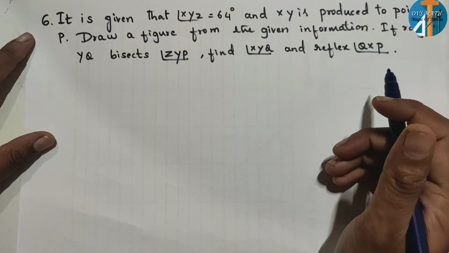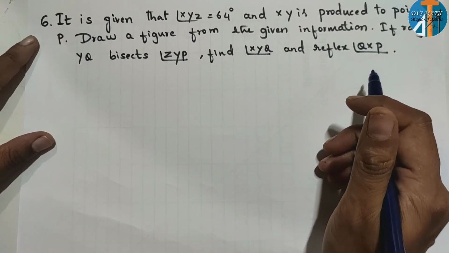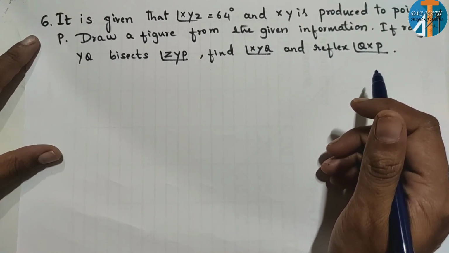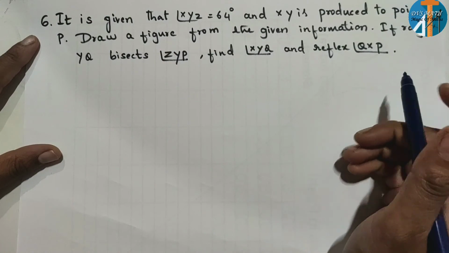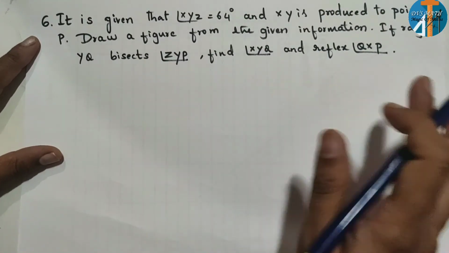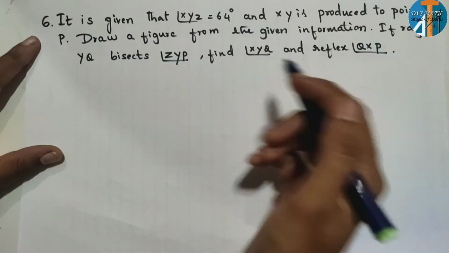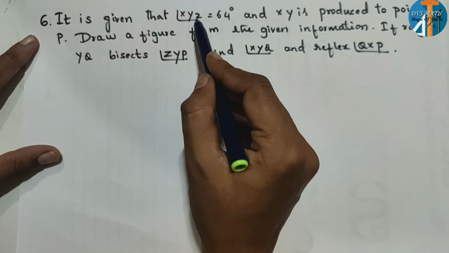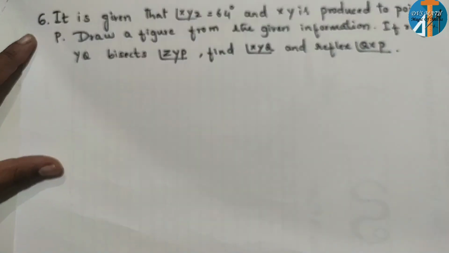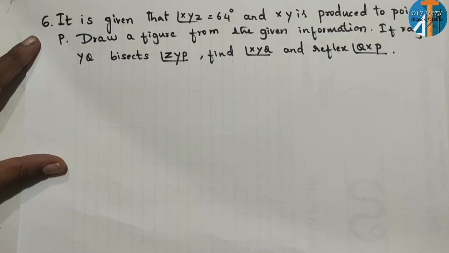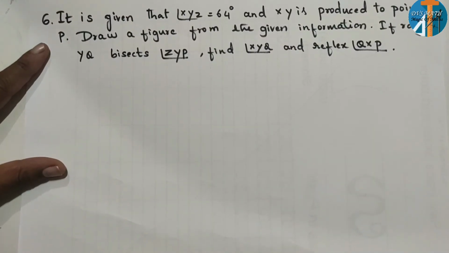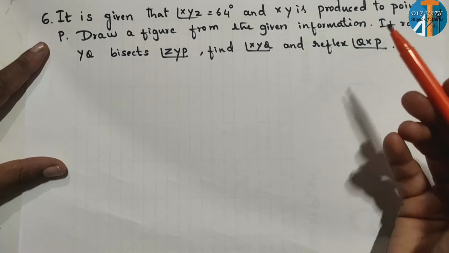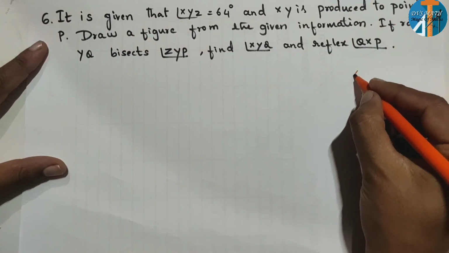Okay, number 6, this is the last question in exercise 3.1. Here we don't have any figure, so using the data we have to draw the figure. First it is given that angle XYZ is equal to 64 degree. So now let's draw the figure. XYZ, let us take one angle.